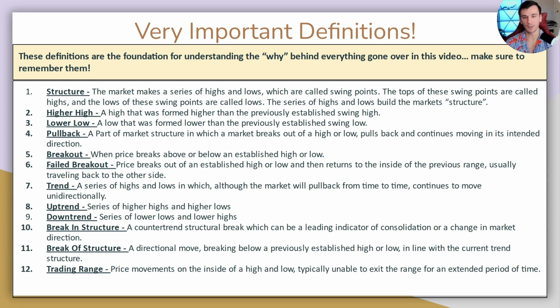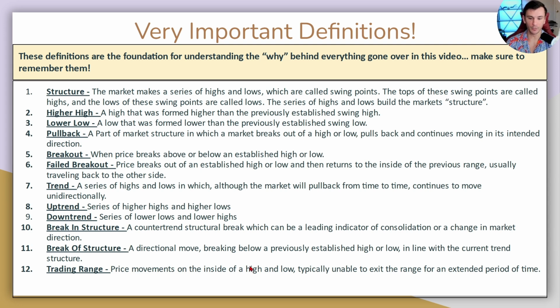A trend is a series of highs and lows, making either higher highs and higher lows, or lower lows and lower highs. This is what would define an uptrend, higher highs and higher lows, or a downtrend, lower lows and lower highs. A break in structure is a counter trend structural break. So let's say that we're in a downtrend, making lower lows and lower highs, and then the market makes a higher high. That's out of whack. It's strange. That's not supposed to really happen. It's a leading indicator for something that could be coming in the near future.